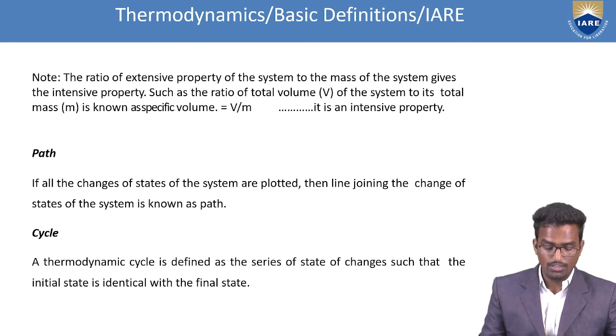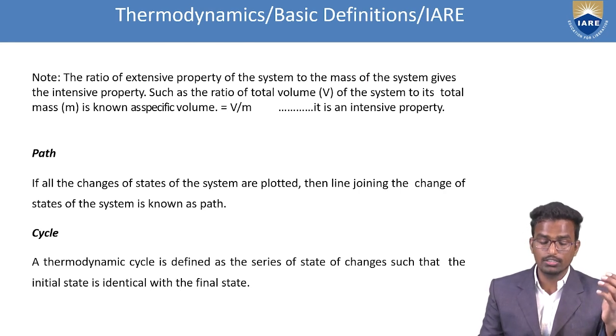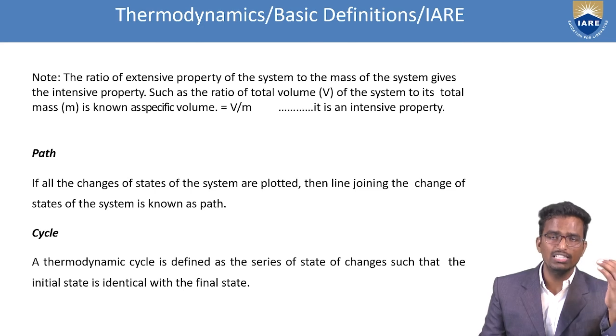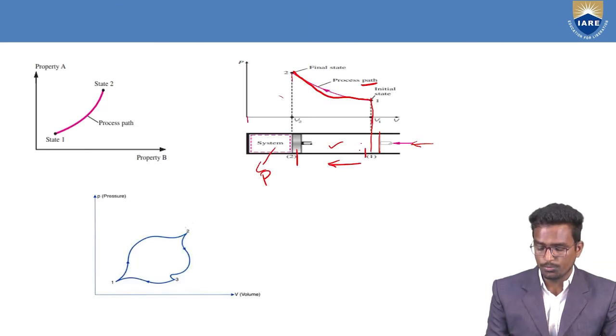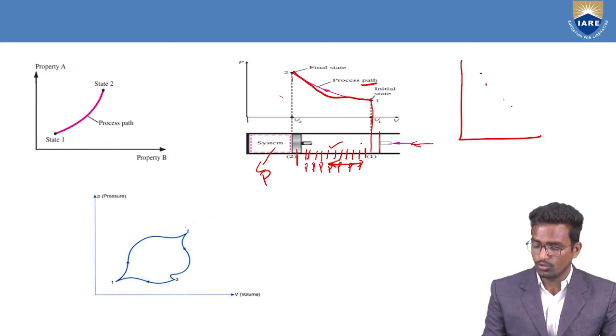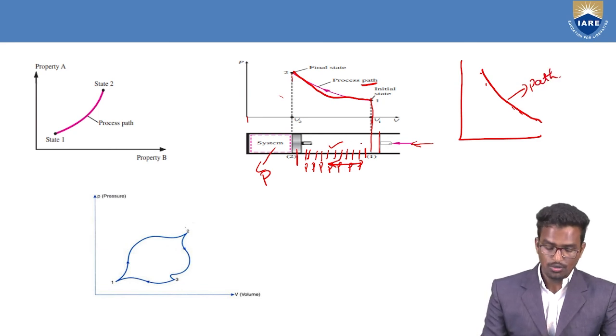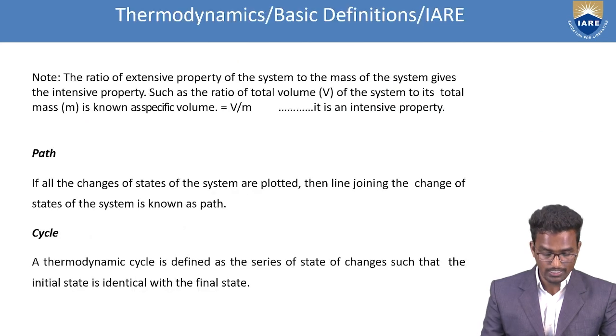If all the changes of state of a system are plotted, then a line joining the changes of state of the system is known as a path. At each individual position, if you change the volume and measure the pressure at each individual point, and draw a line over those dotted points, you will get a line. That line you call a path. There is one more thing called a cycle.